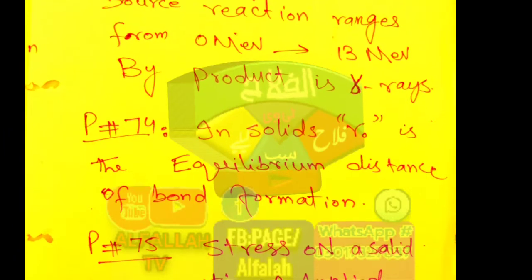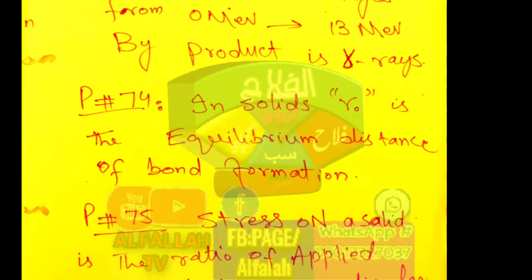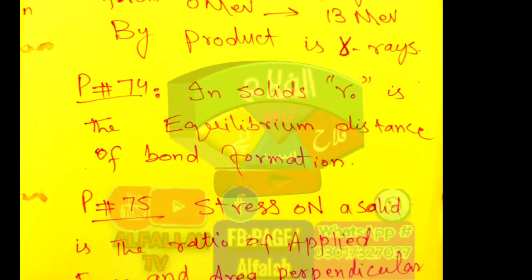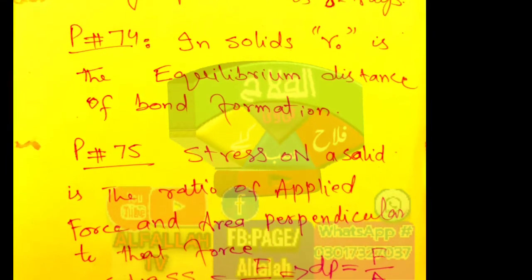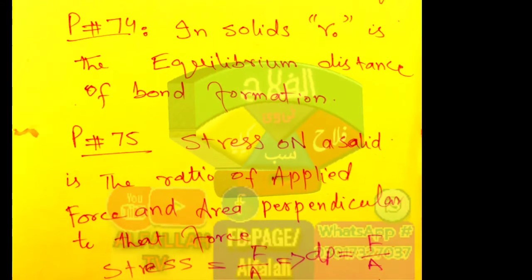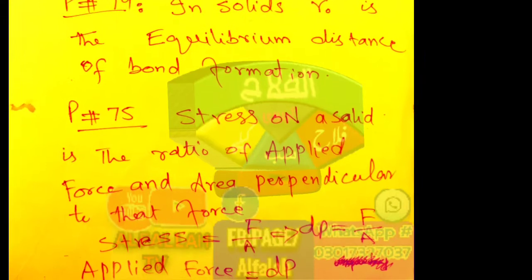Point number 74, in a solid, R0 is the equilibrium distance of bond formation. Point number 75, stress on a solid is the ratio of applied force and the area perpendicular to that force. Stress is equal to F over A. It implies that dP is equal to F over A, as applied force is equal to the rate of change of momentum dP.